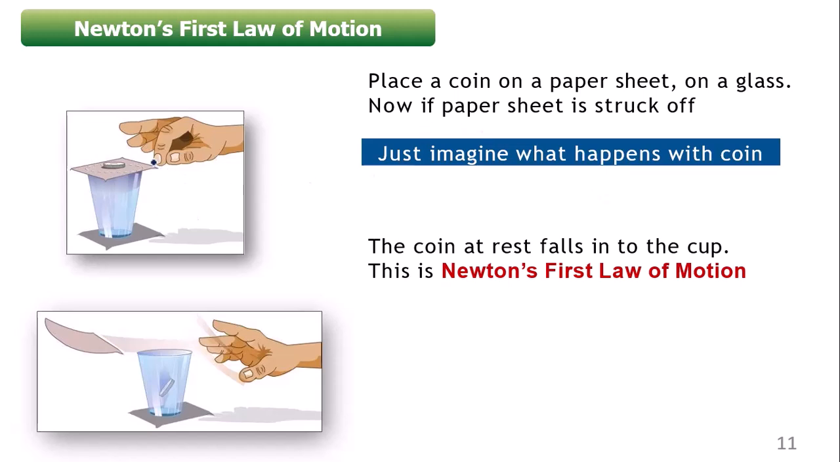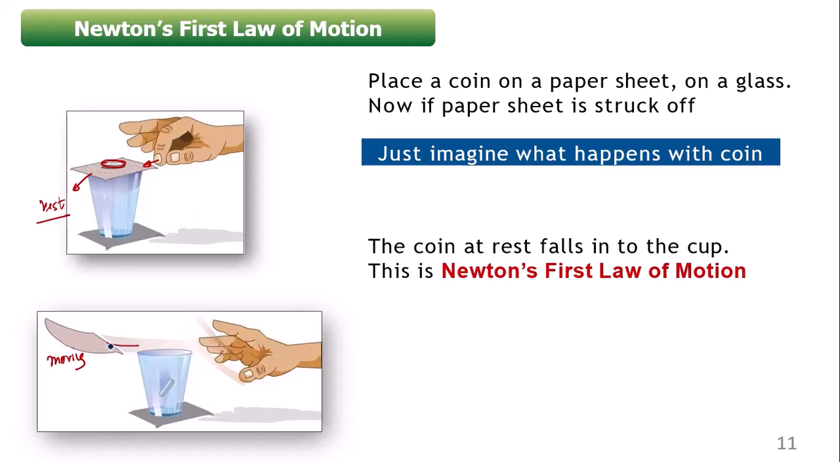Let us justify the first law. Suppose there is a coin, let us say this is the coin, at rest. Now once I apply a force on this cardboard, the cardboard, which was initially at rest, gains some kind of velocity. That means the state of rest of the cardboard has changed. Now it is in a moving condition.